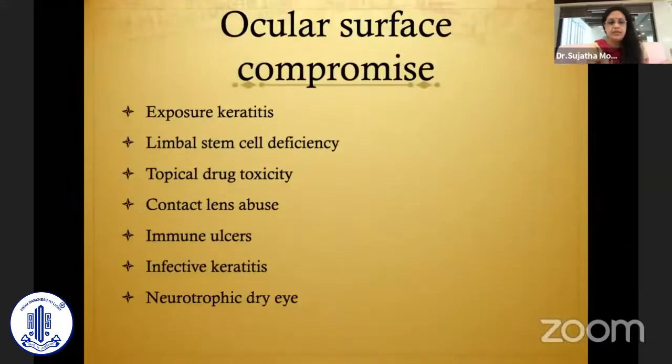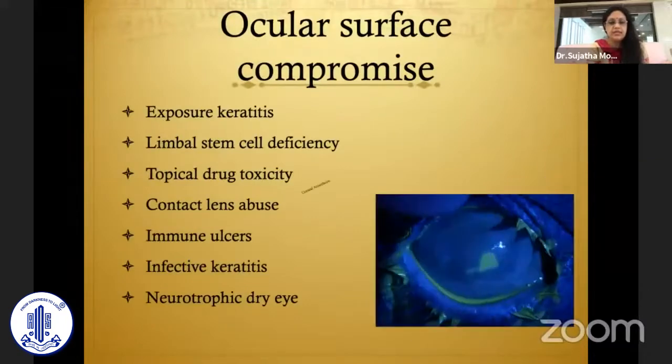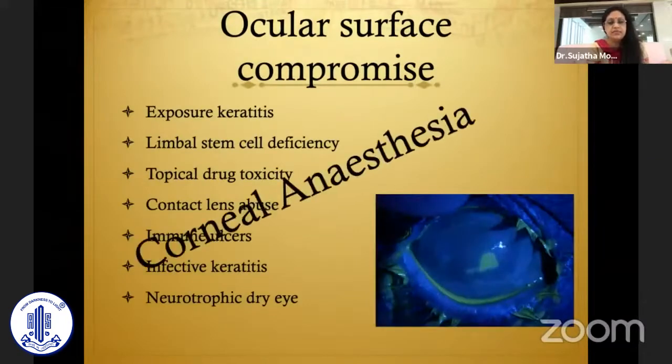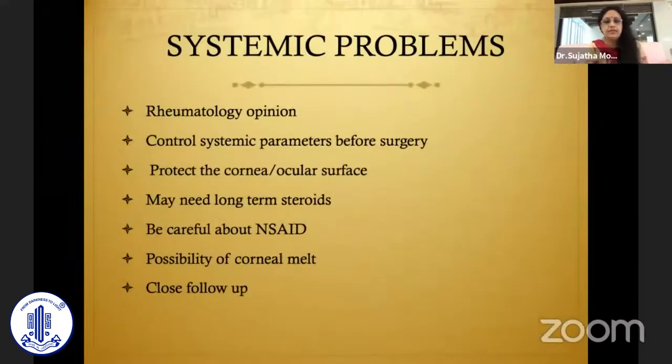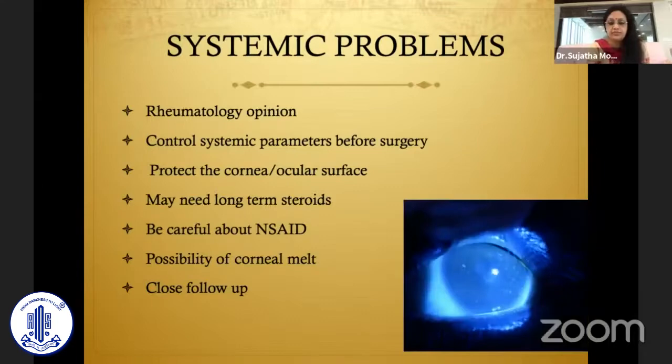Ocular surface compromise, anything which can cause corneal anesthesia, such as immune ulcers, contact lens abuse, topical drug toxicity, neurotrophic dry eye, has to be dealt with before taking up the patient for cataract surgery. So rheumatology opinion, control of systemic parameters, the need for long-term steroids, care about NSAIDs, and discussing with the patient the need for frequent follow-up are very important before taking up these patients.